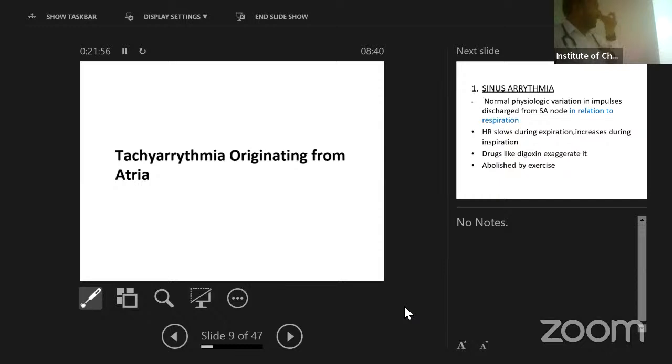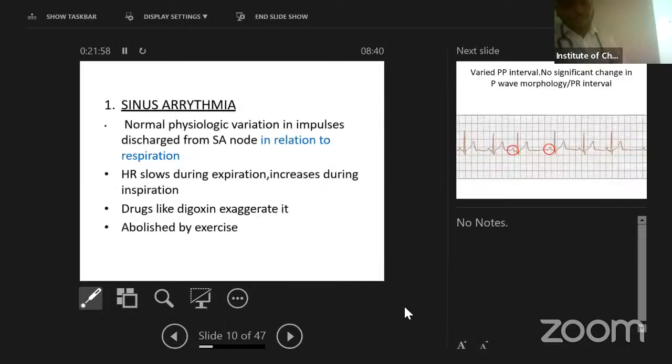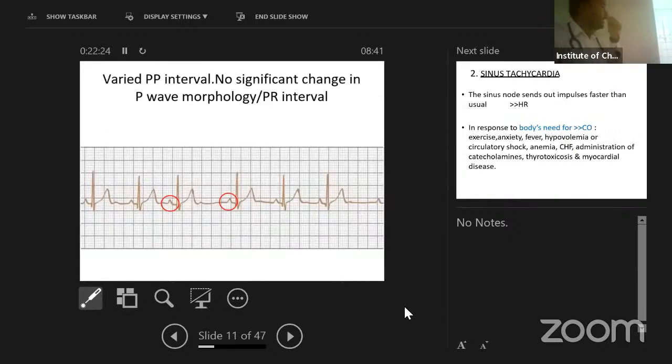Then the tachyarrhythmias originating from the atria. Sinus arrhythmia is a normal physiology where the heart rate varies with respiration. Generally, the heart rate slows during expiration and increases during inspiration. Drugs like digoxin exaggerate it, and it is also abolished by exercise. This is the ECG showing it.